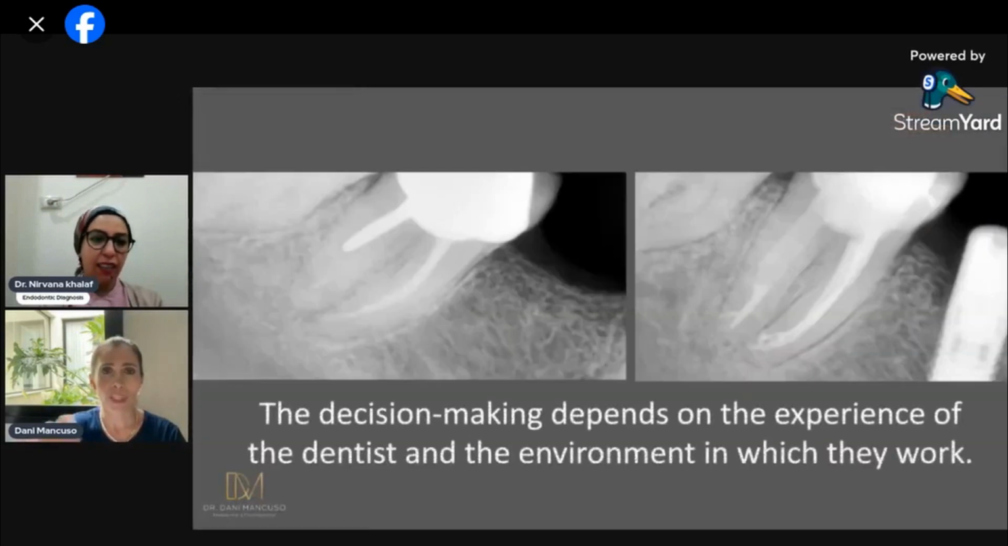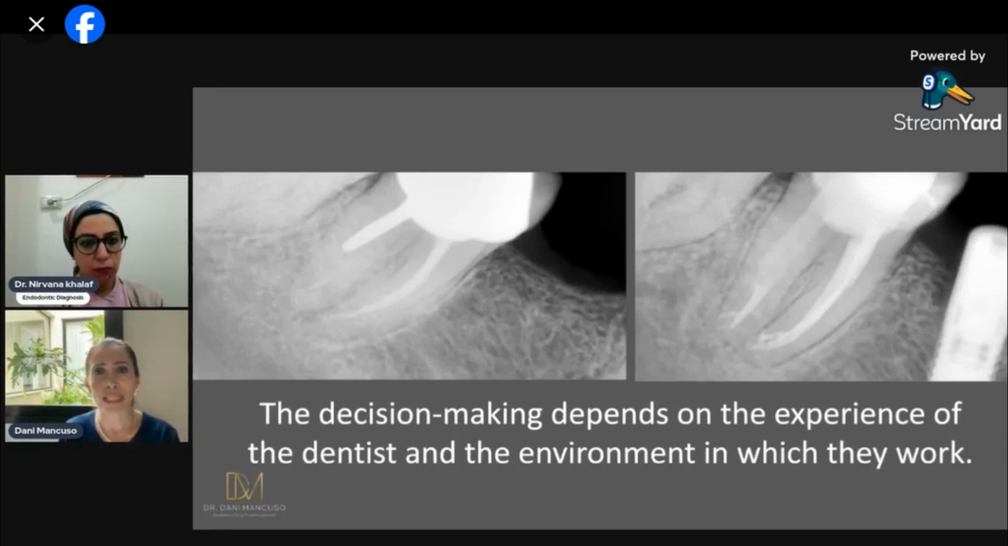Yes. I think clinical experience also plays a very big role in our job. Absolutely, I agree. And another thing that I like to say is that the decision-making depends on the experience of the dentist, like you said, but also on the environment in which they work. Because if they work in an environment that can't provide a microscope or a bioceramic material, then it is a lot more difficult for you to do complex cases. Yes. CBCT, for example. So there are limitations.